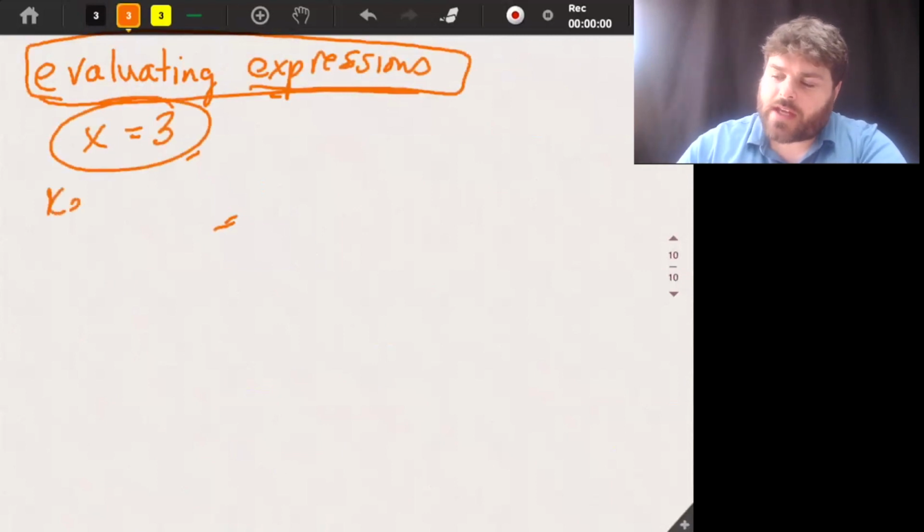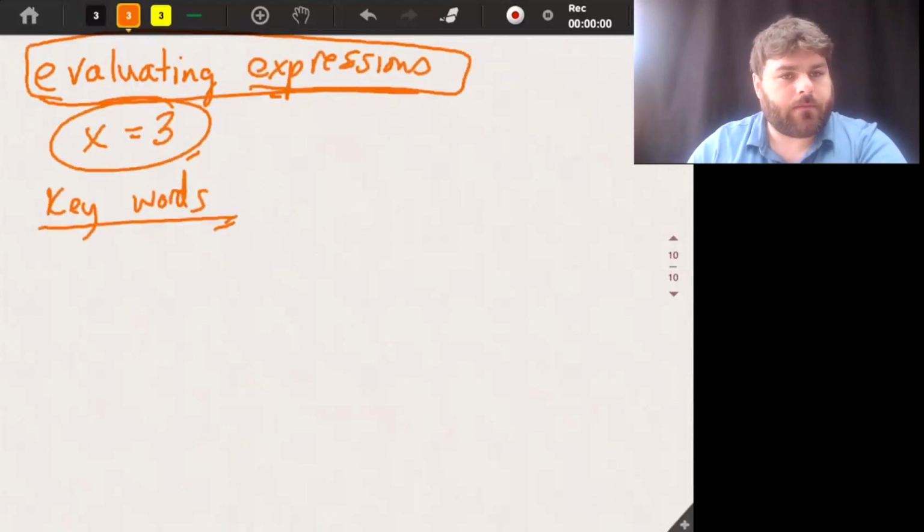Here are some keywords to help you also. If you don't immediately see it, okay, here are some keywords. Right? You'll see this phrase here.